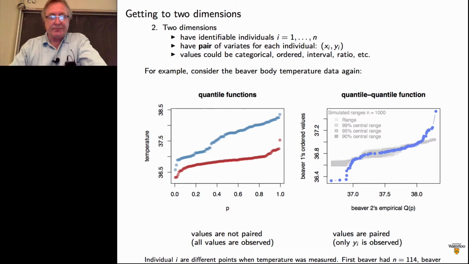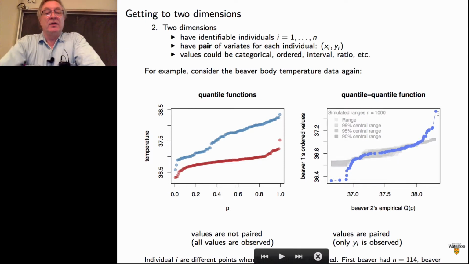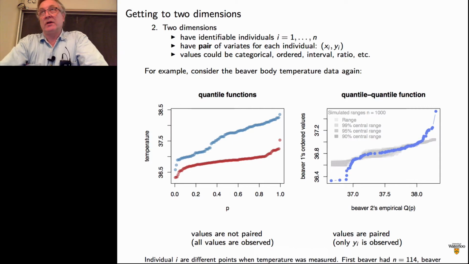So again, looking at the 2 quantile functions just overlaid for the body temperatures of the beavers, you can see a lot of difference between these 2 things, but there's no matching here. When we went to this plot, we actually matched. That is, any one of these corresponds to a value of the body temperature on one beaver and the body temperature on another beaver. Now, I point out to you that these sample sizes were not the same, right? These sample sizes are not the same.